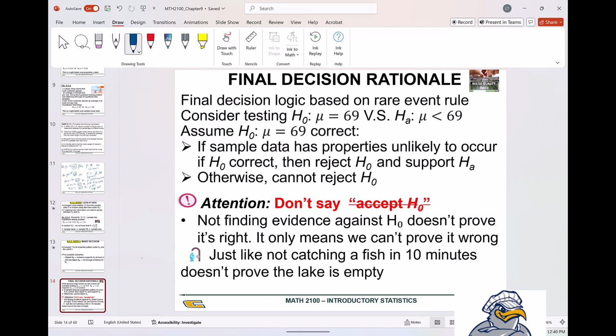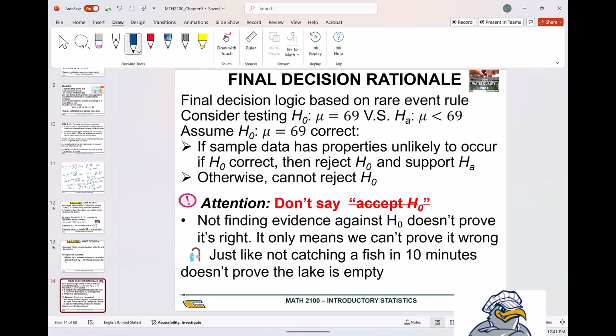And here is a little bit of rationale for how the final decision is made. It's based on the rare event rule we talked about last time, right? You assume that something is true, but when you collect data and see it's very unusual if your assumption is true, then you reject it. Remember last time, you assume you have a fair die, but you toss it 100 times and you get a 6 99 times. For sure, you can conclude the die is not fair, right?